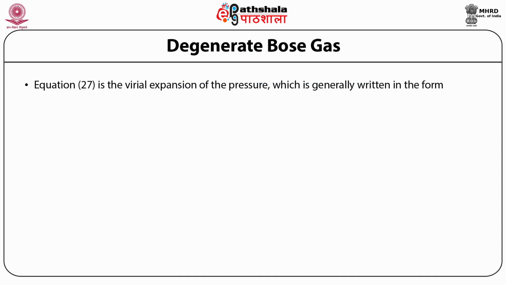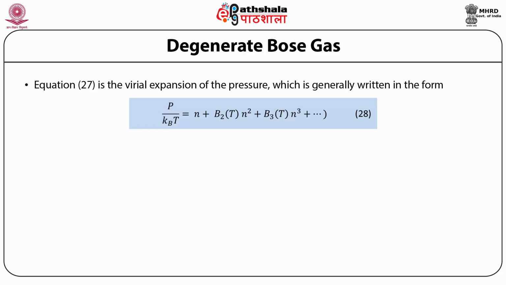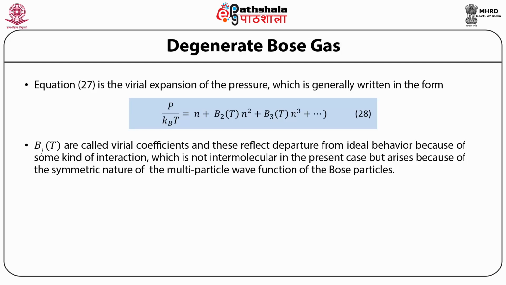Equation 27 is the virial expansion of the pressure, which is generally written in the form P upon kBT is equal to n plus B2 as a function of T n square plus B3 as a function of T multiplied by n cube plus so on. BJ(T) in the above relation are called virial coefficients, and these reflect departure from ideal behavior because of some kind of interaction, which is not intermolecular in the present case, this must be emphasized, but arises because of the symmetric nature of the multi-particle wave function of the Bose particles.